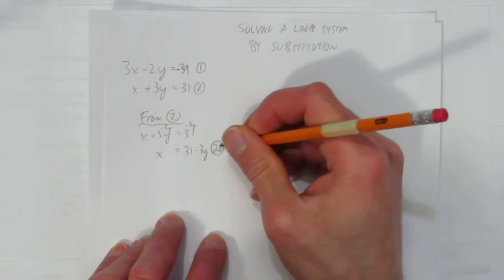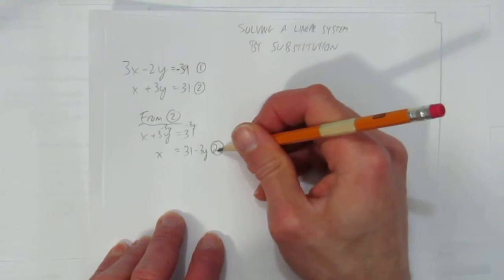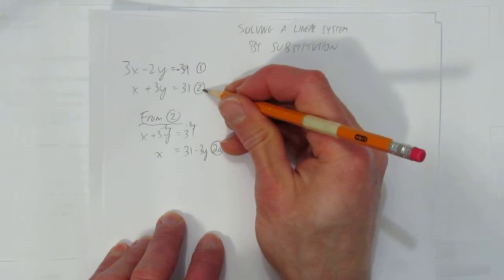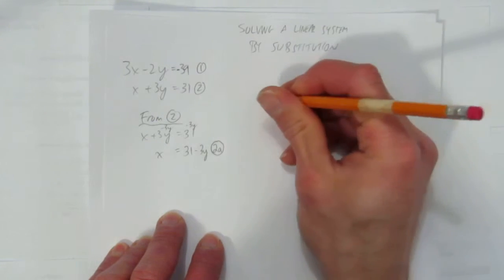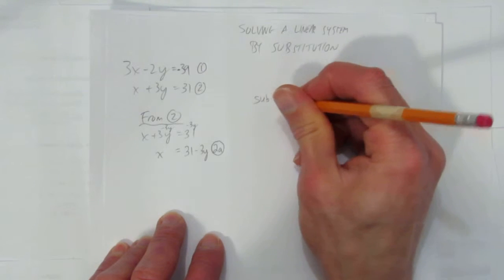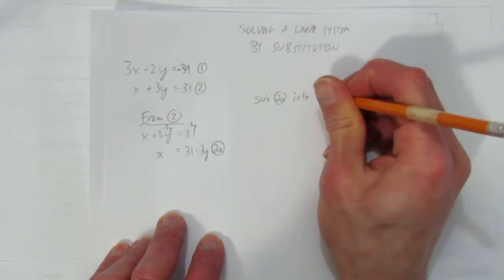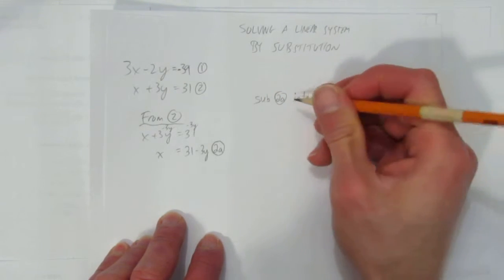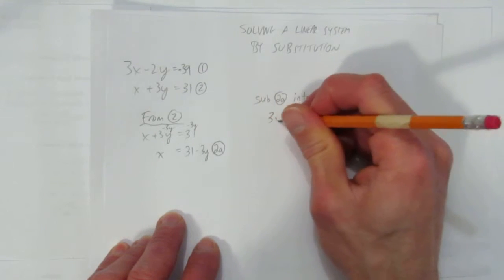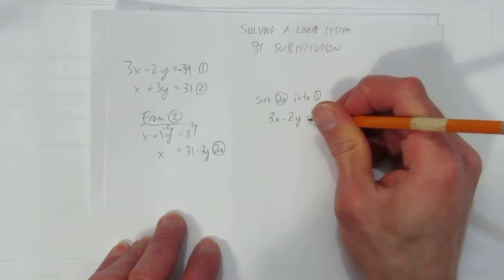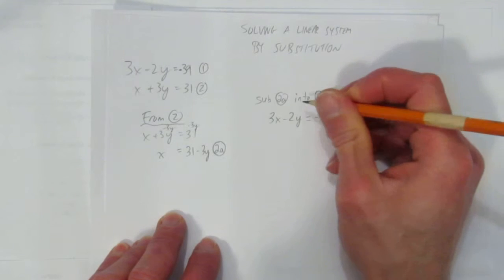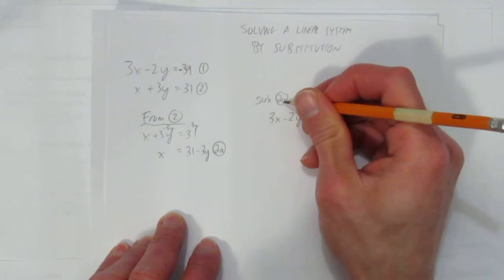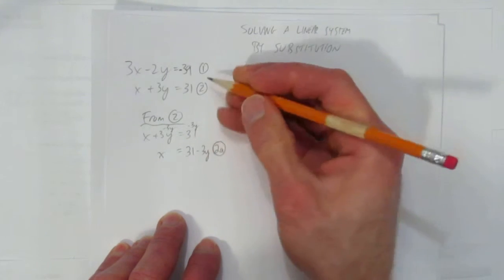And that's important because when you do substitution, you can't sub equation 2 back into equation 2. You have to sub equation 2 into the other equation, equation 1. So sub 2a into 1. Let's rewrite equation 1: 3x minus 2y equals negative 39. And now let's replace 2a, that's this equation, into 1.